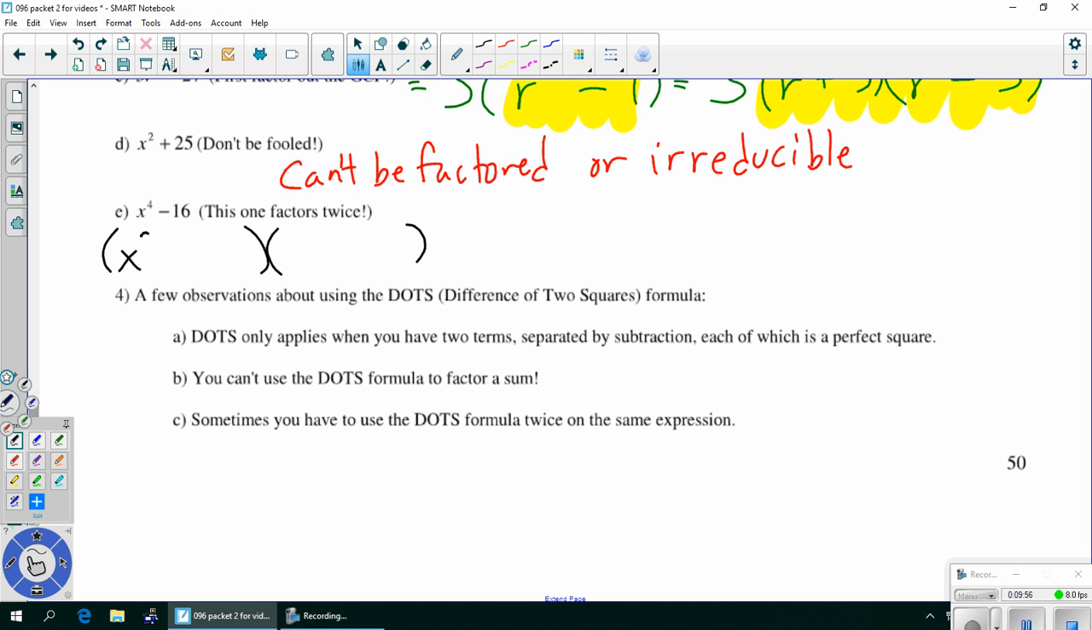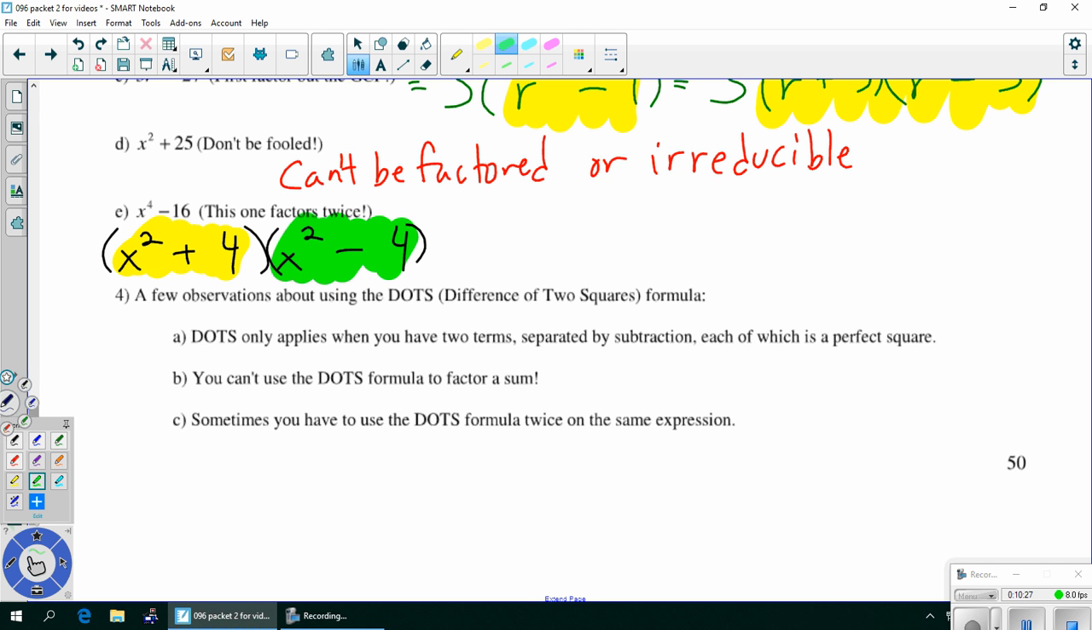X to the fourth came from 2 copies of x squared. 16 came from 2 copies of the number 4. One plus, one minus in either order. As I said, we have new things in parentheses. We need to examine them and see if we can factor any further. Let's look in the first parentheses. X squared plus 4. Is it 2 terms? Yes. Are they both perfect squares? Yes. Is it subtraction? No. X squared plus 4 cannot be factored. It's irreducible, and we can't go any farther with it.